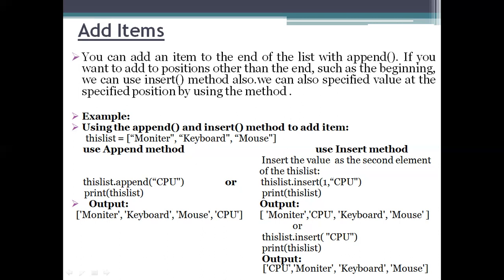Next, we are using the insert method. In the existing list, we are going to specify our position by using the insert method. In the next line we have written list dot insert, and in the brackets we have mentioned our index number and CPU. Then we are going to print it. The output will come: monitor, CPU, keyboard, mouse. It inserts the element at the given index in a list.